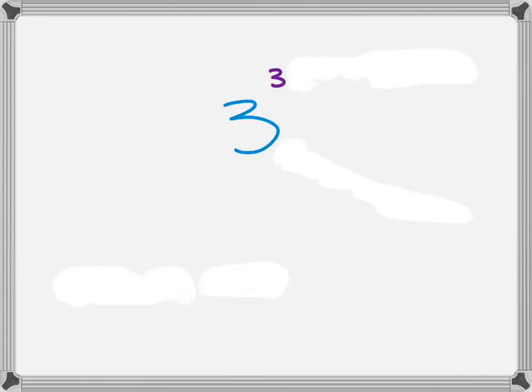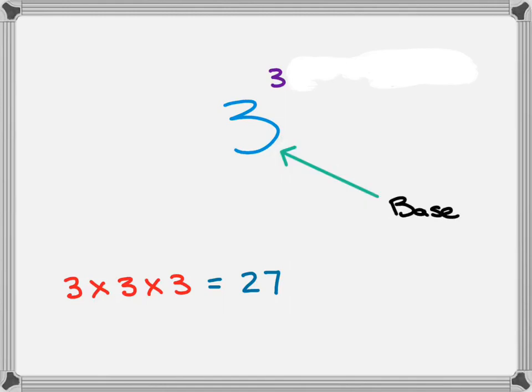Last example in this lecture. What does this represent? 3 is the base, and the exponent is also 3. So it's 3 times itself 3 times, which would come to 27. And that's the base, is the 3 at the bottom, and the exponent is the 3 at the top.